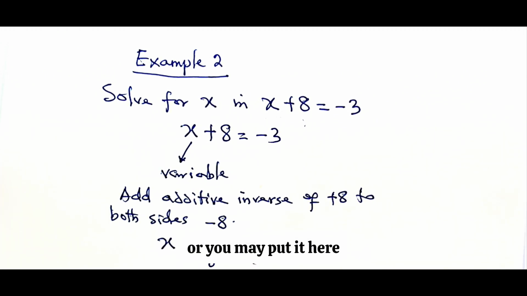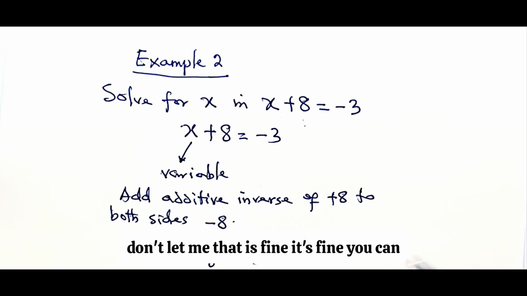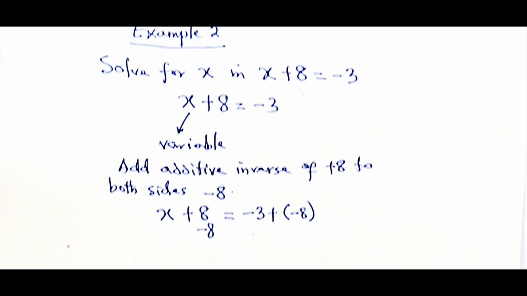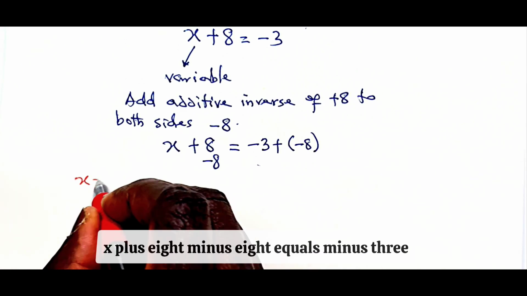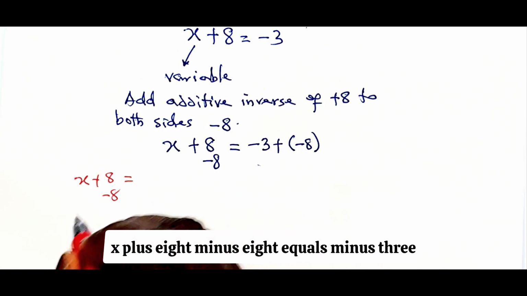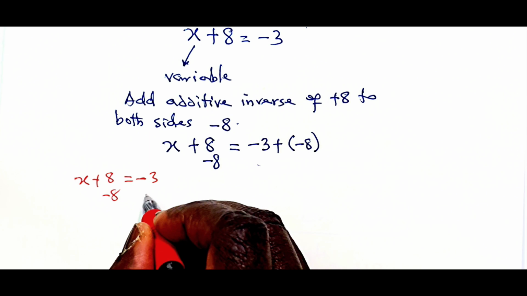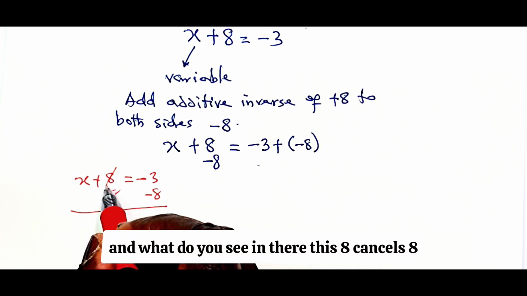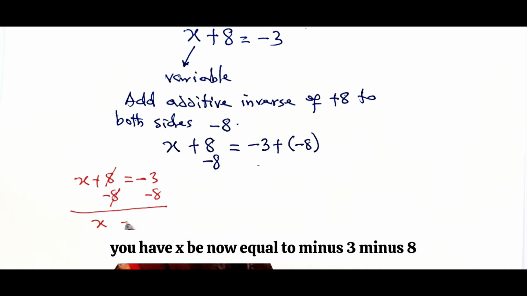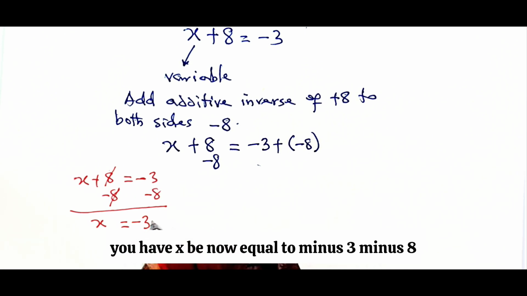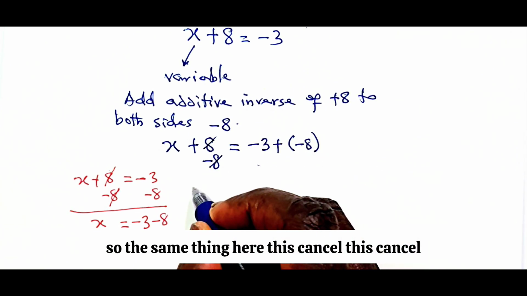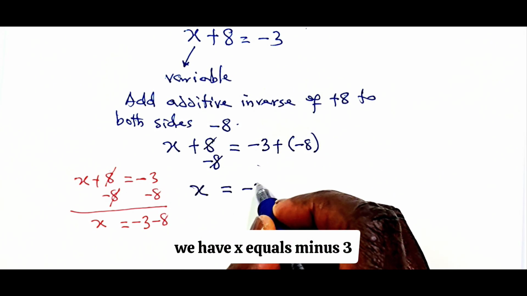Or you may put it here. It's fine. You can write it the same way I used to write, x plus 8 minus 8 equals minus 3 minus 8. And what do you see in there? These 8 cancel 8. You have x will now equal to minus 3 minus 8. So the same thing here. This cancels, this cancels. We have x equals minus 3 minus 8.